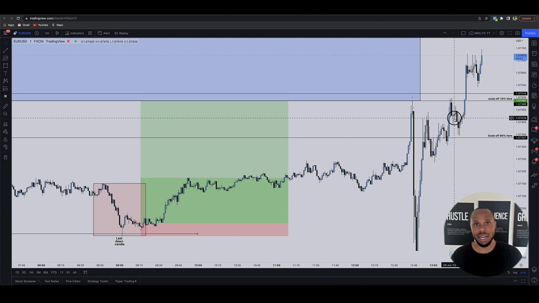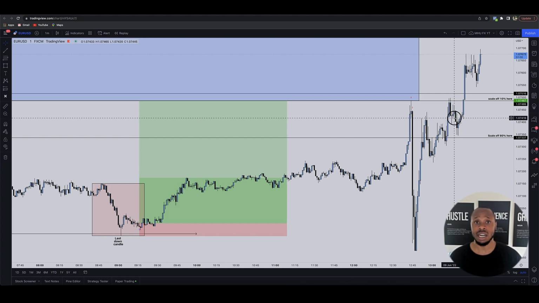If I see a good setup right now, I'm going to go ahead and enter. If not, then I'm going to wait till tomorrow to see whether I can get an entry. If I don't get an entry for tomorrow, no trade.